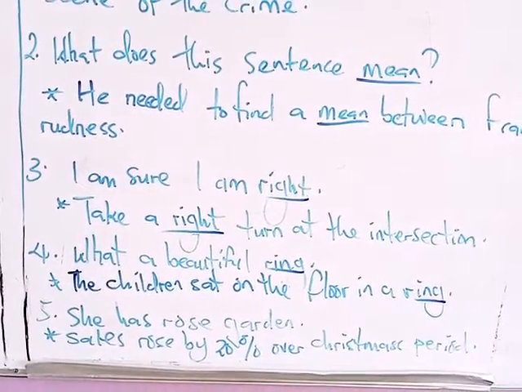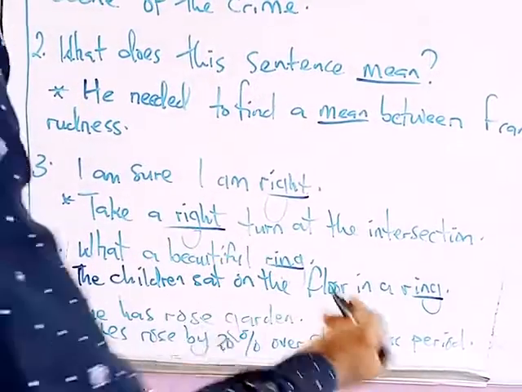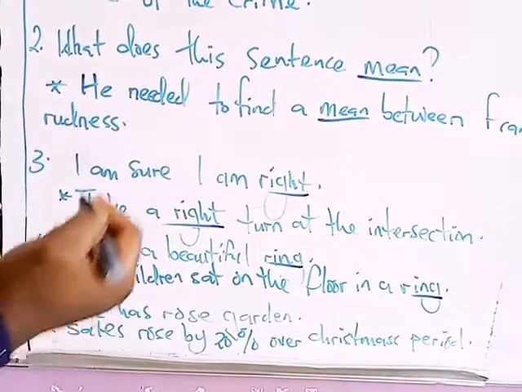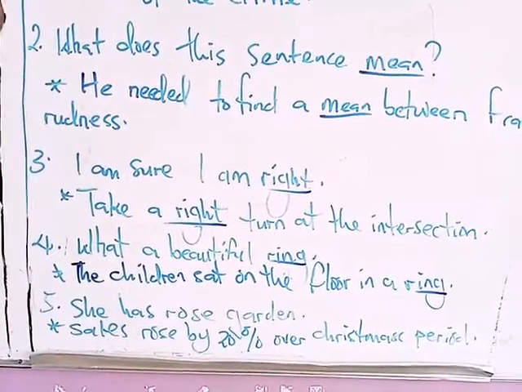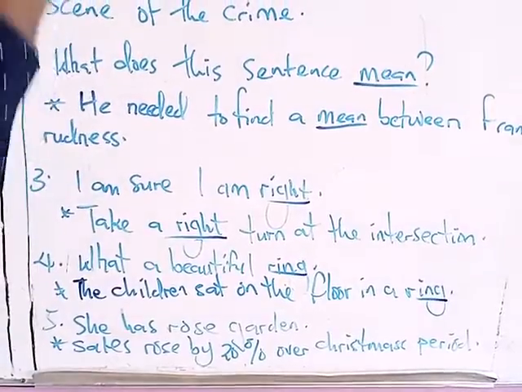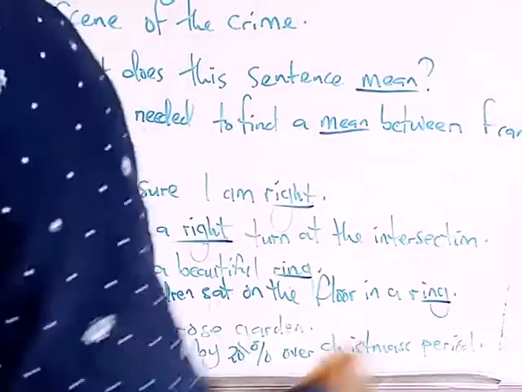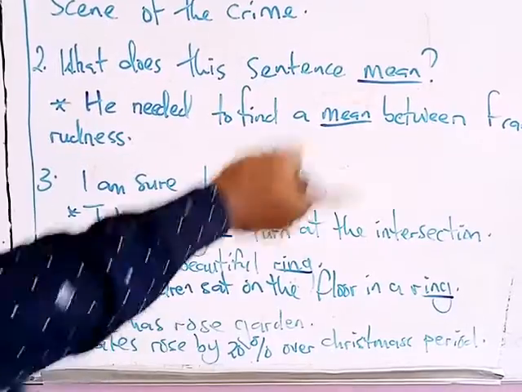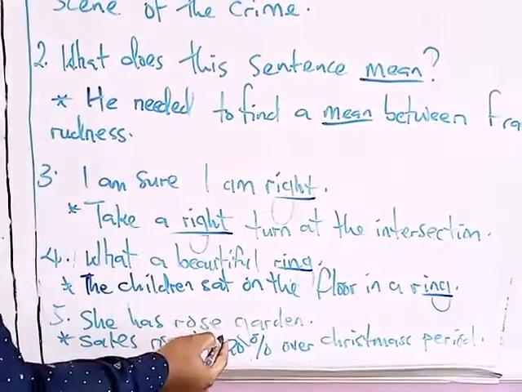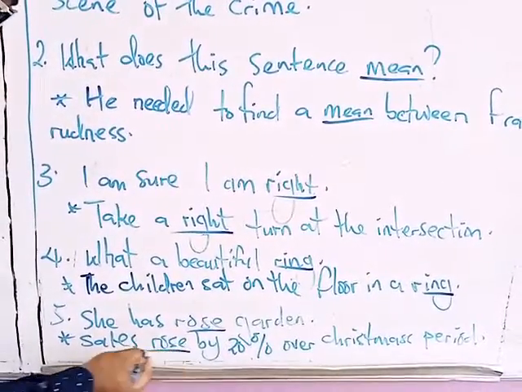Number 5. She has a rose garden. The second pair, sales rose by 20% over the Christmas period. This is one, and this is also the verb.